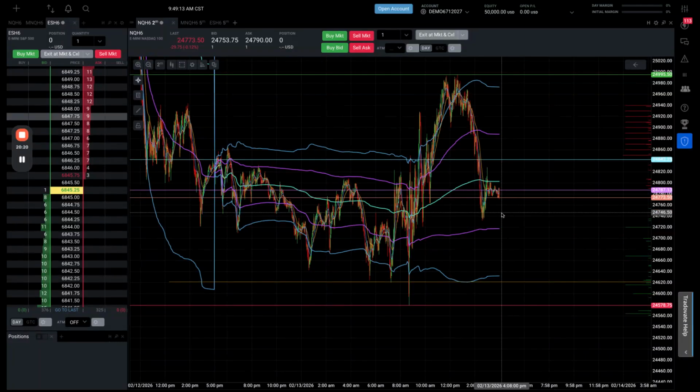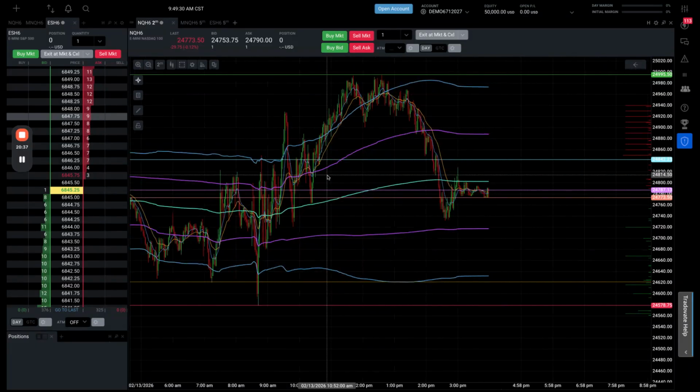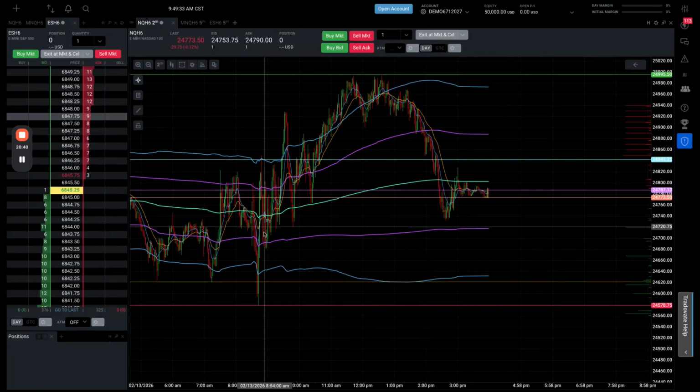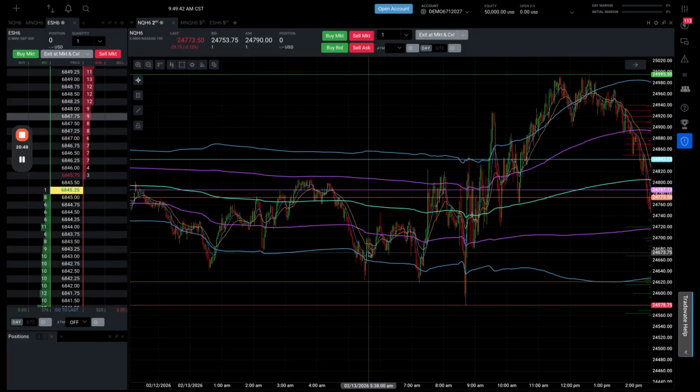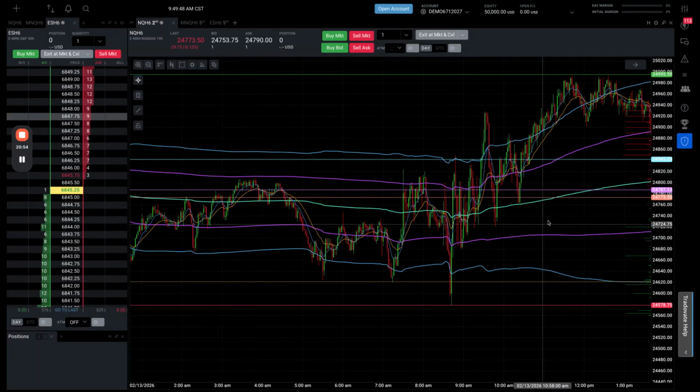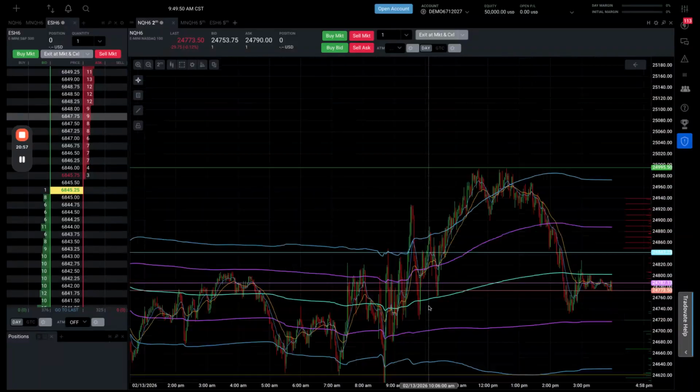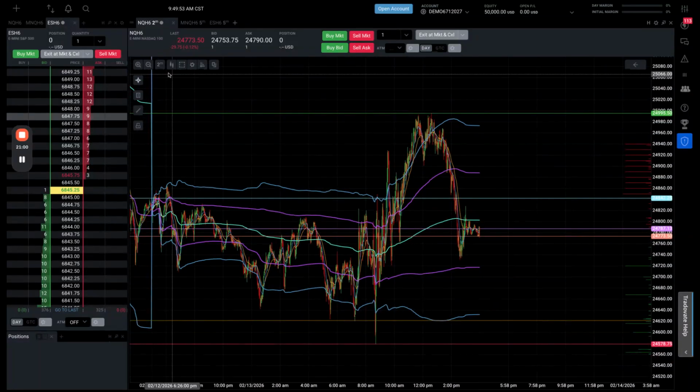And those just act as good support and resistance levels. If you're below these lines, then they're resistance. If price is above these lines, then it acts as a support, kind of like the moving averages or the VWAPs. When you're above these lines, they act as support to bounce. And when you're below them, they act as rejection. So they're good references for areas to take profit and to enter contracts.